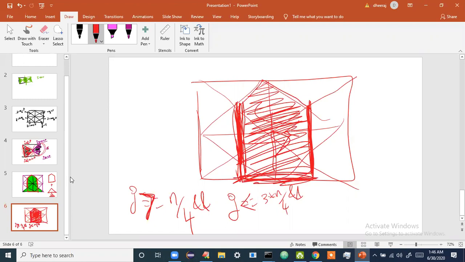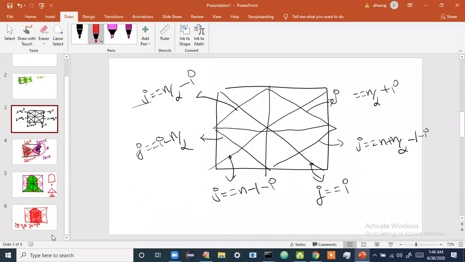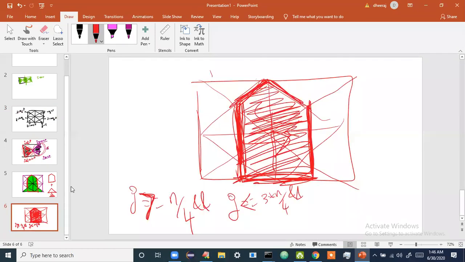What is this line equation and this line equation? So this line equation will be, okay, let's go to the diagram and check. J is equal to n by 2 minus I. Okay. So J is equal to n by 2 minus I. From that line, I want to print right side. So J is greater than or equal to n by 2 minus I.